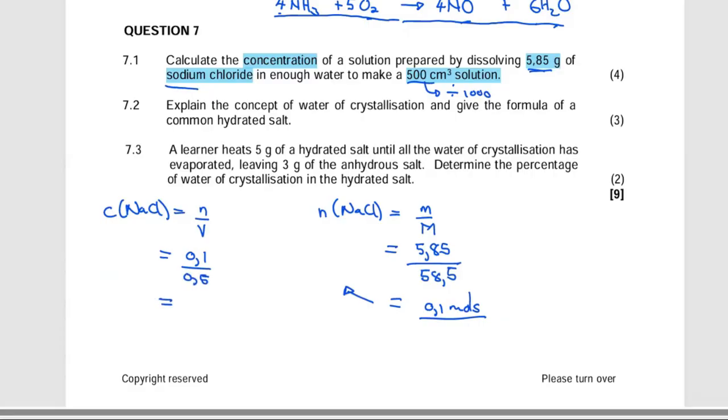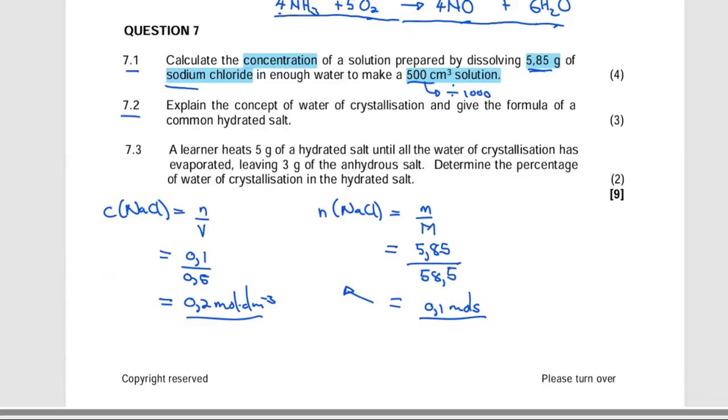Then 0.1 divided by 0.5, our answer is 0.2. The units of measurement there, I'm going to say mole per dm cubed. Then we're done with question 7.1.